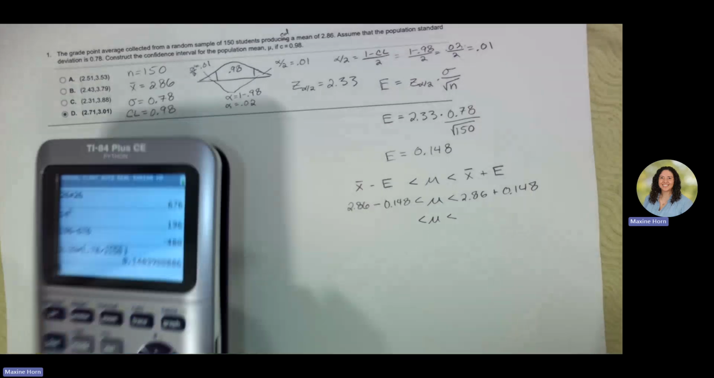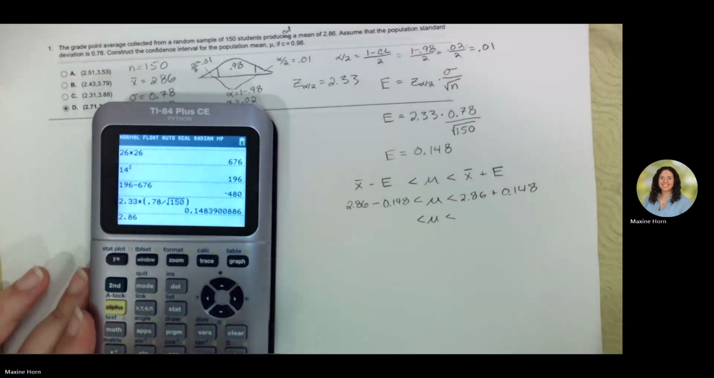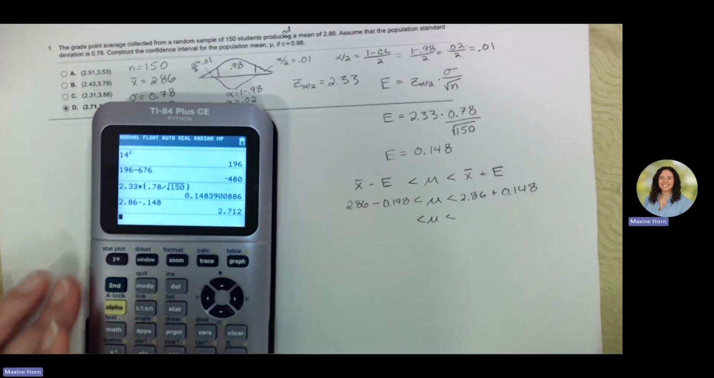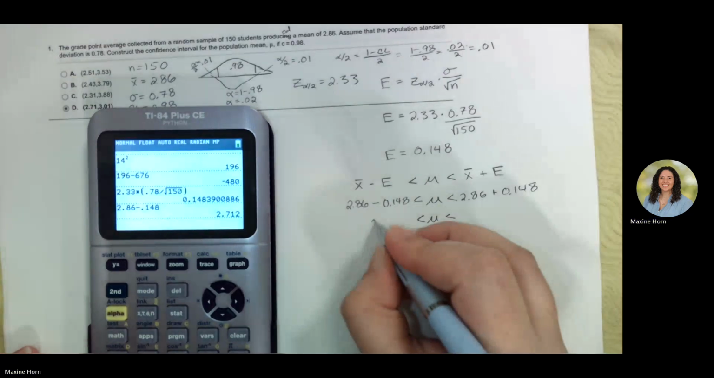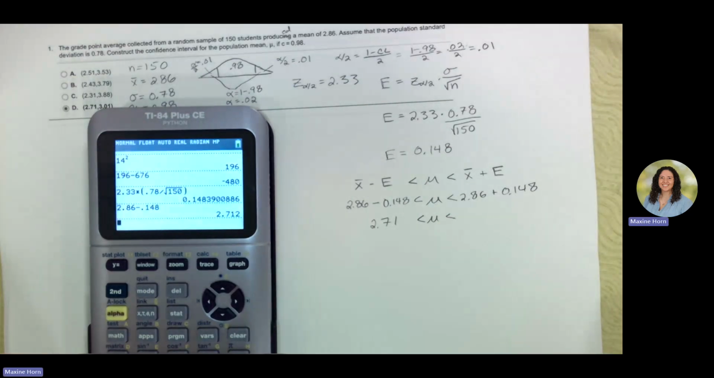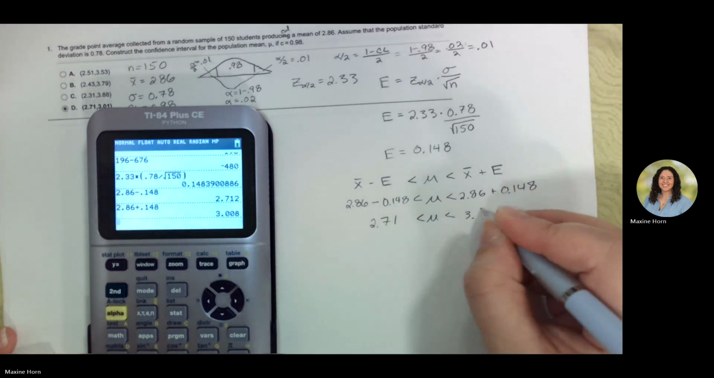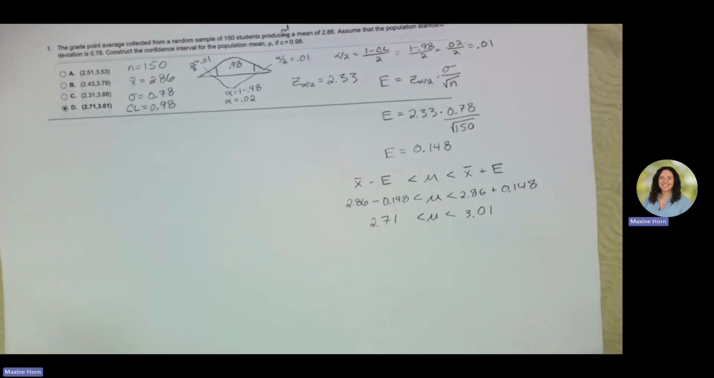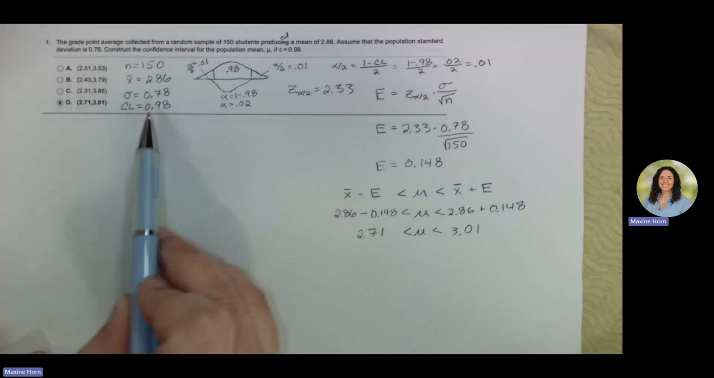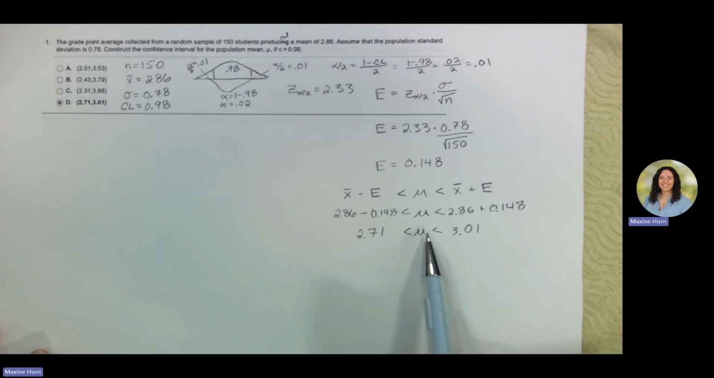So again, in the calculator, I'm going to go to 2 decimals because the answer was rounded to 2 decimals here. And then, okay, so interpreting this, we're saying that we can say with 90% confidence that the true population mean is between 2.71 and 3.01. Okay. All right.